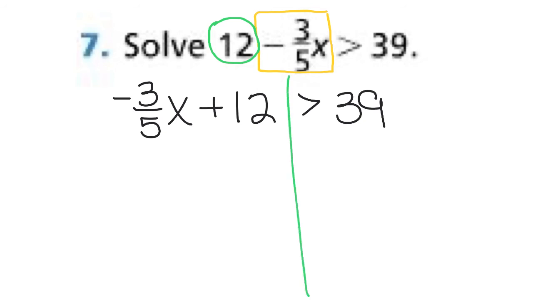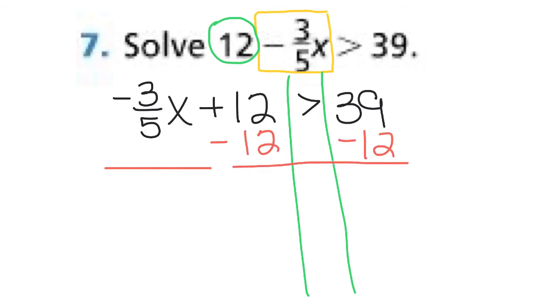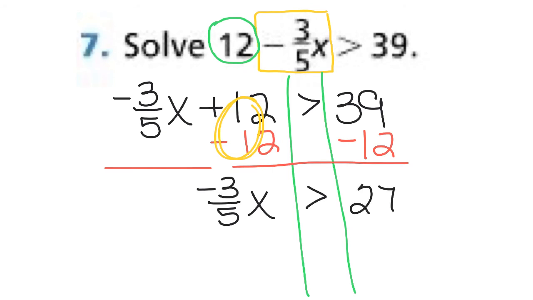So now to solve my inequality, I'm going to follow my same steps. I'm going to subtract the 12 from both sides of my inequality. That zeroes the 12s out on the left and leaves me with negative 3/5 x is greater than 39 minus 12, which is 27. And in order to get rid of a fraction that's being multiplied, we are going to multiply again, but this time by the reciprocal. The reciprocal of negative 3/5 is negative 5/3. And I'm going to do that to both sides of my inequality.